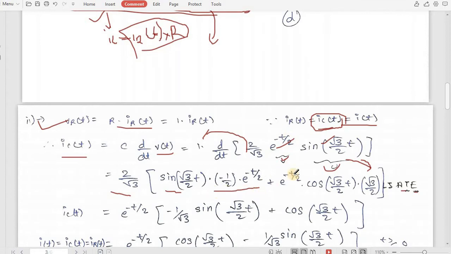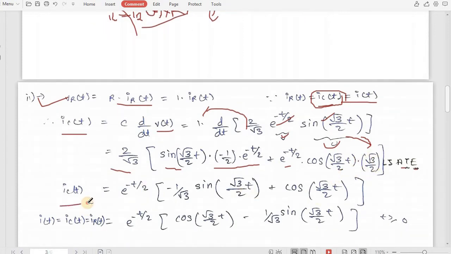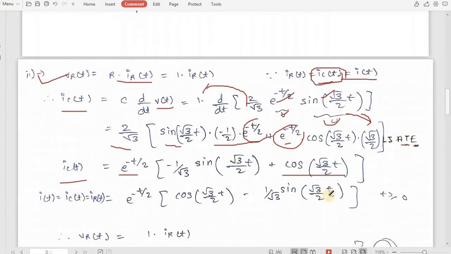Then plus v times the derivative of u. This is your v, then the derivative of u will be cos, since the derivative of sine is cos, multiplied by the constant term root 3 by 2. So your ICT becomes, when you multiply the 2 by root 3 inside and take e raised to minus t by 2 common, e raised to minus t by 2 in bracket. The 2 gets cancelled and you remain with minus 1 by root 3 sine root 3 by 2 t. Here the 2 gets cancelled, the root 3 gets cancelled, and we remain with just cos root 3 by 2 t.